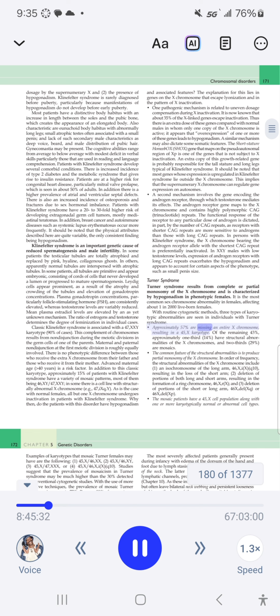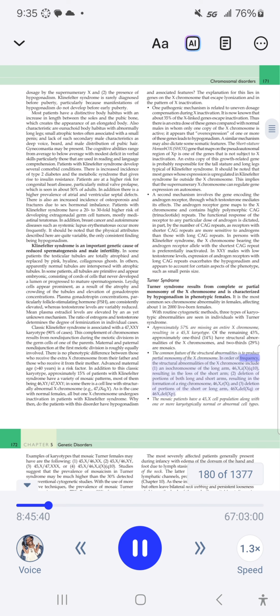Approximately 57% are missing an entire X chromosome, resulting in a 45,X karyotype. Of the remaining 43%, approximately 1/3, 14%, have structural abnormalities of the X chromosomes, and 2/3, 29%, are mosaics. The common feature of the structural abnormalities is to produce partial monosomy of the X chromosome.